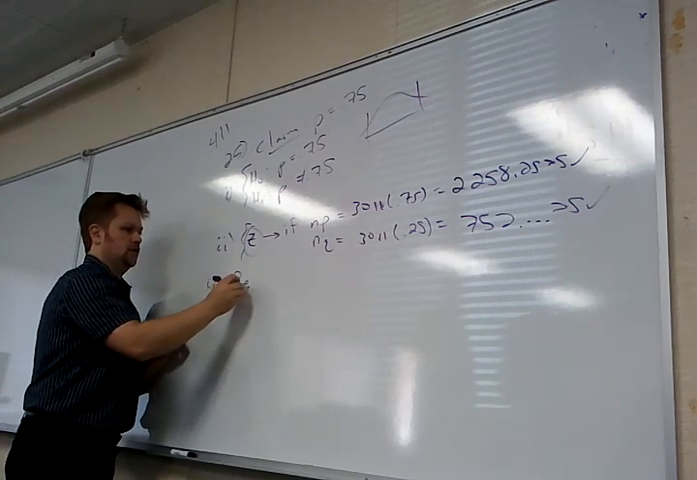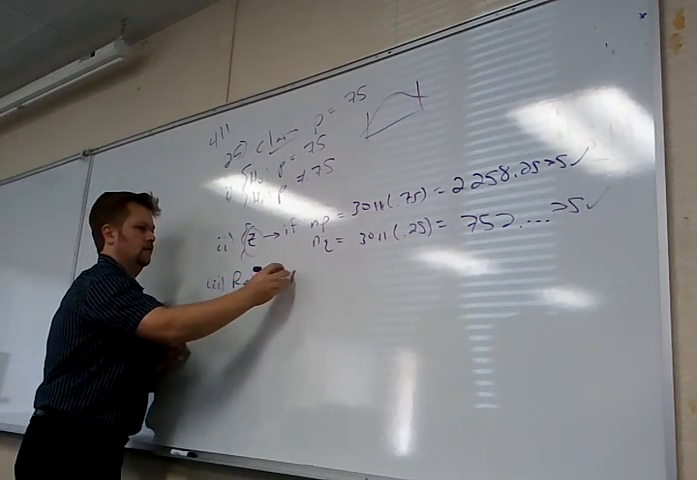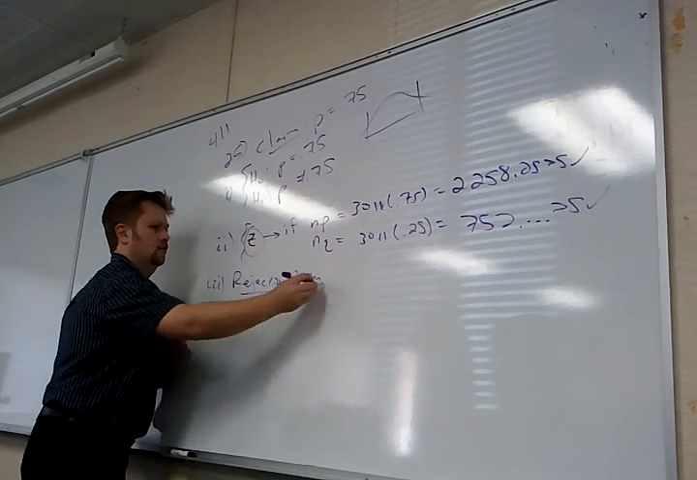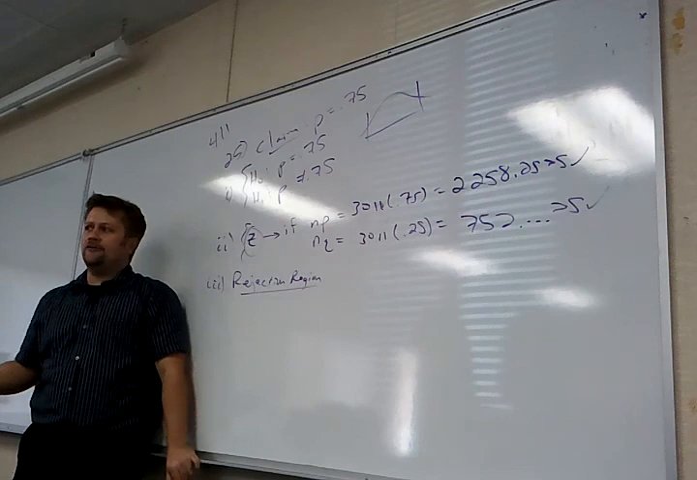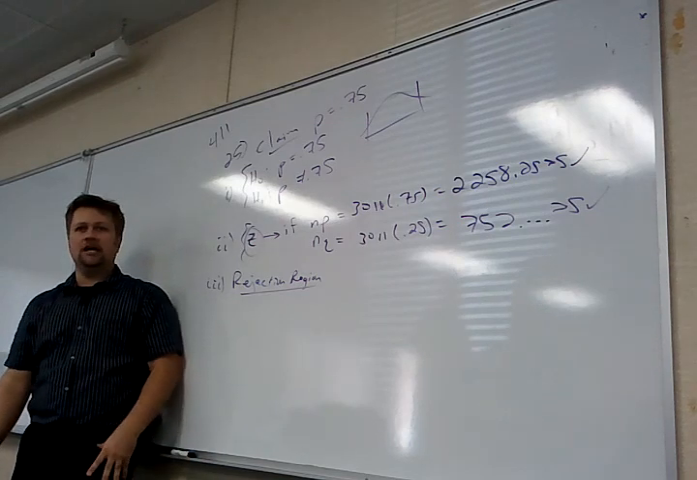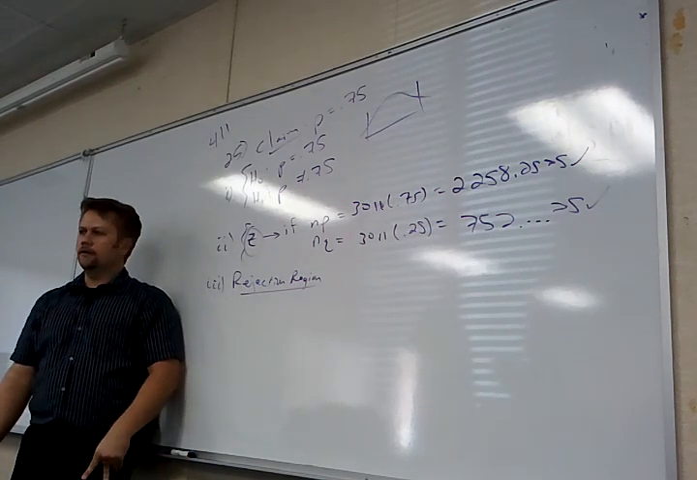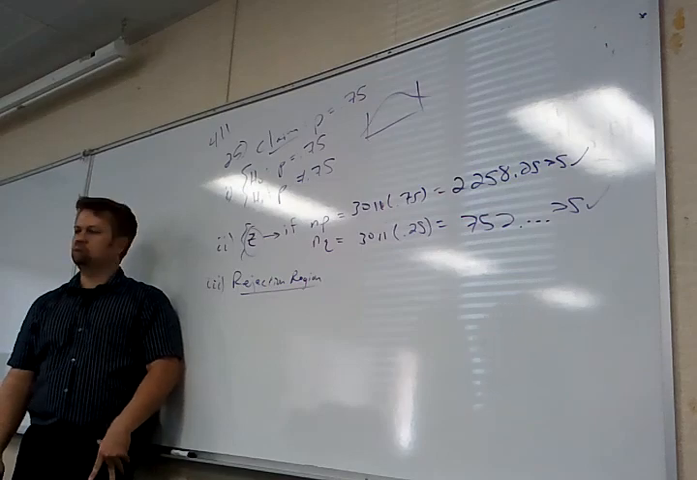What's my rejection region? What's my alpha? Did they give me an alpha? No, you can pick. Beautiful. That's another reason why I want to pick this. They didn't give me an alpha. Generally, you go to 5%. 0.05. 95%.